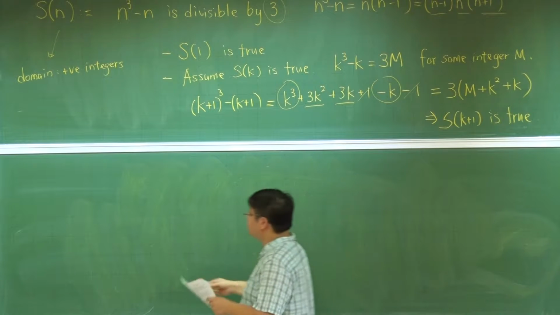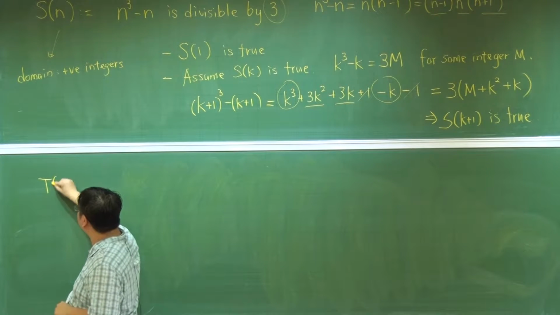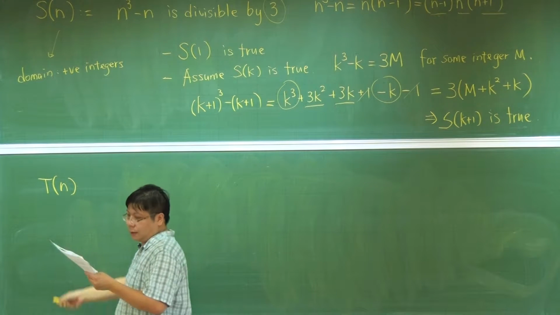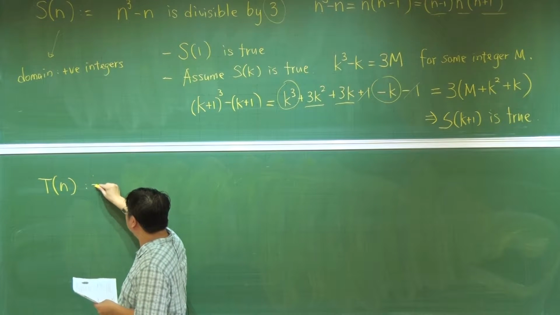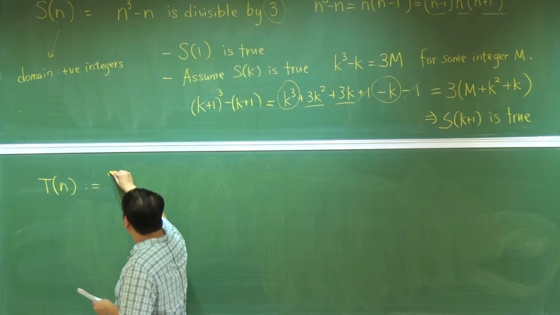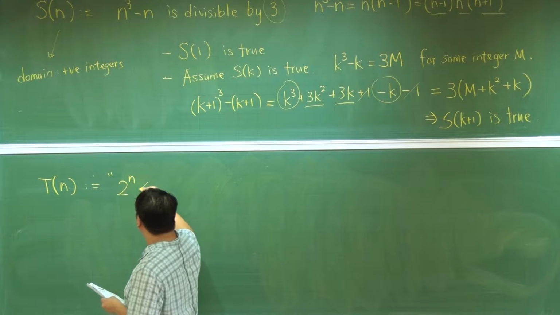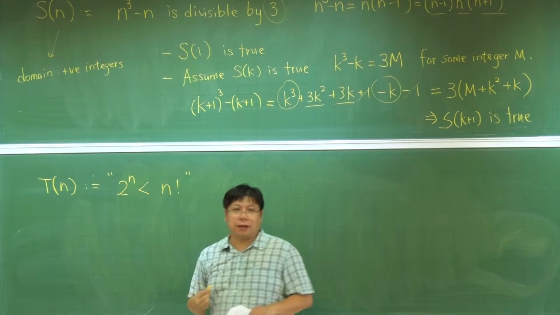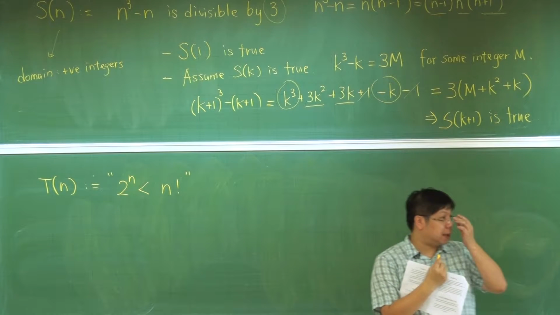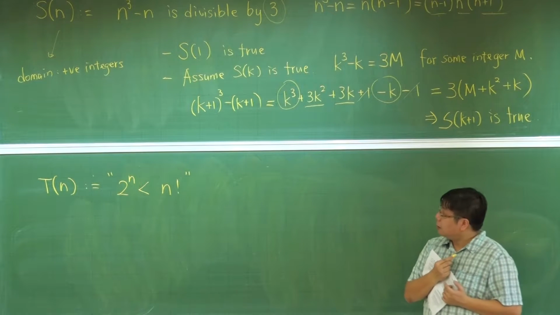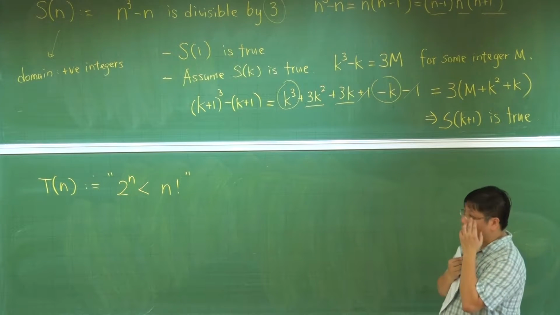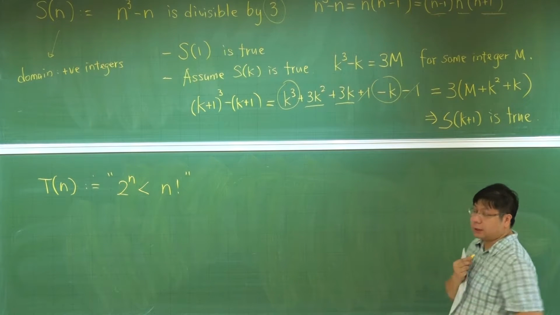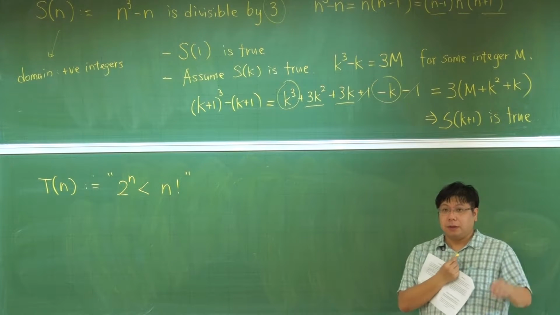Okay, so let's have this new argument. Let's say Tn. Tn is 2 to the power n less than n factorial. So n factorial is n times n minus 1 times n minus 2 up to 1. But if you check, if you substitute n is equal to 1, what will you have?